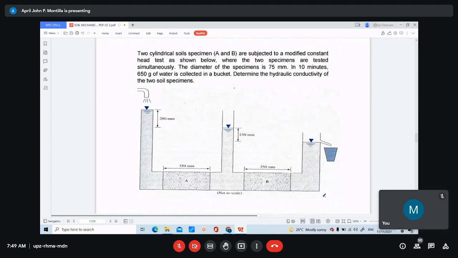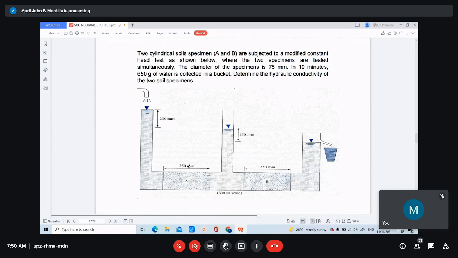Next one. Two cylindrical soil specimens A and B are subjected to a modified constant head test as shown in the figure below, where the two specimens are tested simultaneously. The diameter of the specimens is 75 millimeters. Parehas daw yung diameter. In 10 minutes, 650 grams of water is collected in a bucket. Determine the hydraulic conductivity of the two soil specimens.